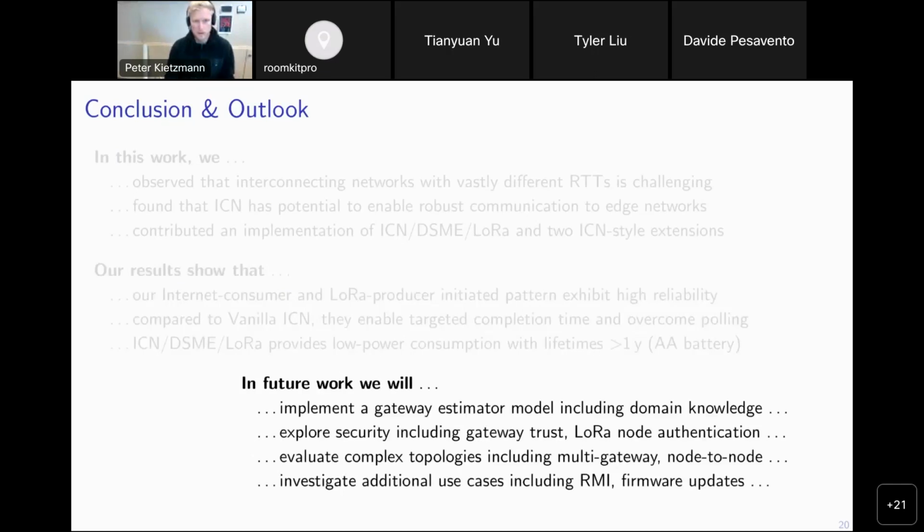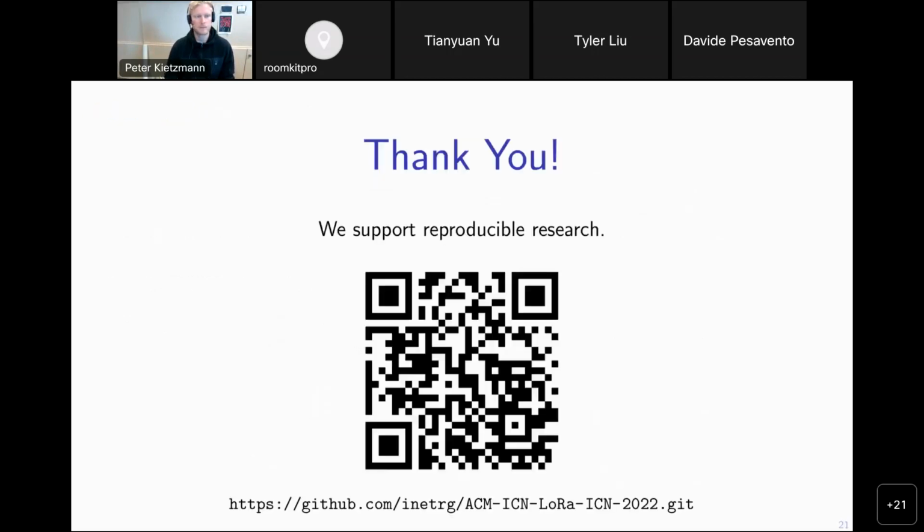The list of future work is long. In future work, we will integrate an estimator model in the gateway. The gateway thereby can leverage link knowledge to reduce the round-trip time in our delay-tolerant retrieval case without any application awareness. We will explore security aspects, which will include the bootstrapping of LoRa nodes and gateways, a secure registration process, which requires trust to the gateway, and authentication of LoRa nodes before the gateway acts on its behalf. We will evaluate more complex topologies, including multi-gateway scenarios, as well as node-to-node scenarios, and finally investigate additional use cases like remote method invocation and firmware updates on IoT nodes.